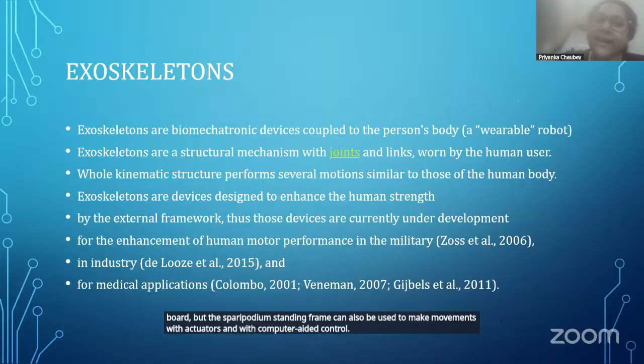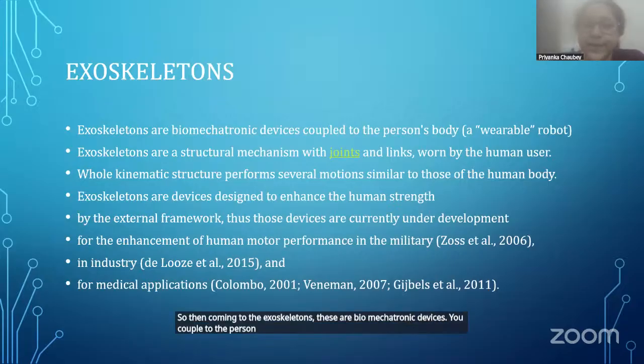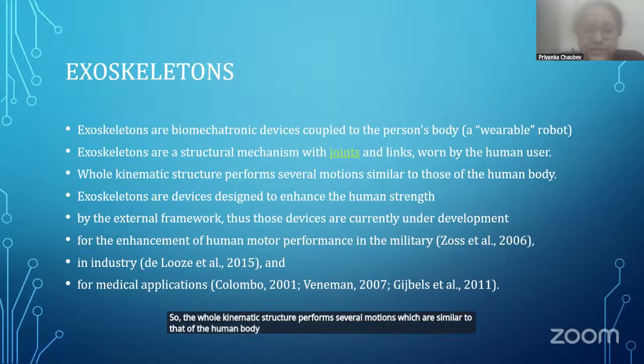So then coming to the exoskeletons, these are biomechatronic devices you couple to the person's body. It's a wearable robot. So exoskeletons are a structural mechanism that has joints and links, and it is worn by the human user, a robot who is worn. So the whole kinematic structure performs several motions which are similar to that of the human body. And exoskeletons are devices designed to enhance human strength also, by the external framework.